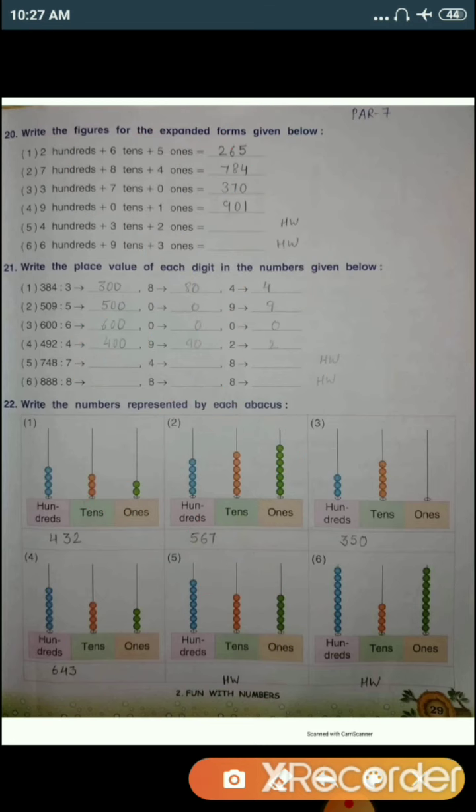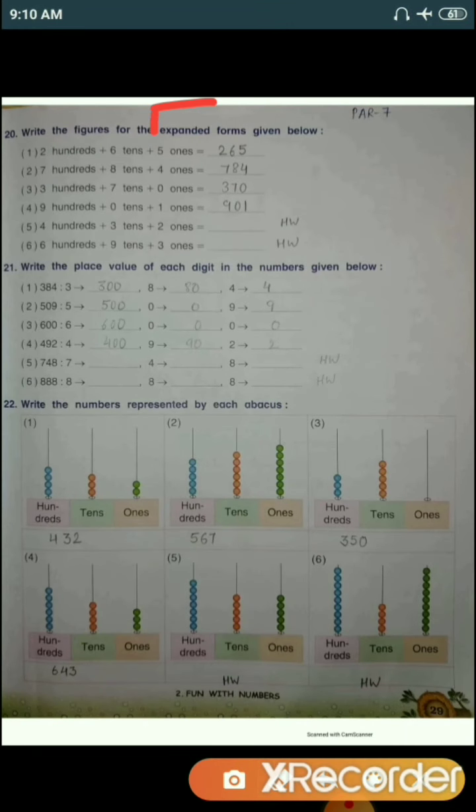So you can see here 3 is on hundreds place. So I will write here 300. 8 is on tens place. So I will write here 80. And 4 is on ones place, so 4 as it is. So with the help of place value, we can convert this number into its respective place value digits.